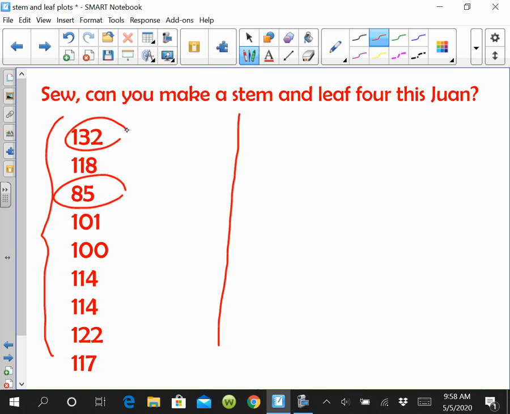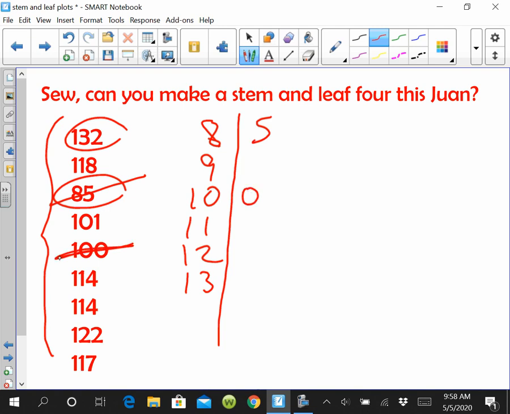If this was me, I'd go 8, 9, 10. Now I have to number consecutively, even though there's no numbers in the 90s. And what was my biggest number? 132. So I'd go to 13. And then at the stem at 8, I would put 85. And the stem at 9, there wouldn't be any numbers. At 10, I'm going to put a 0. That's the number 100. There's also a 101.